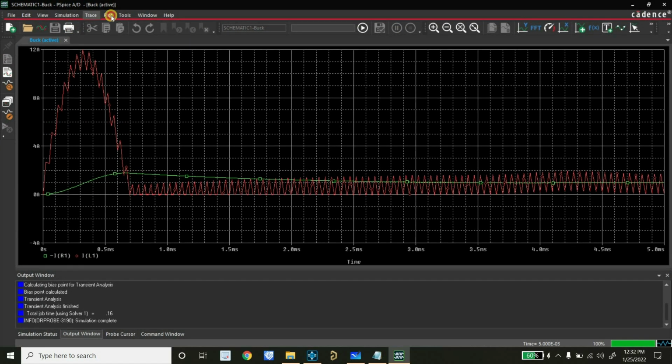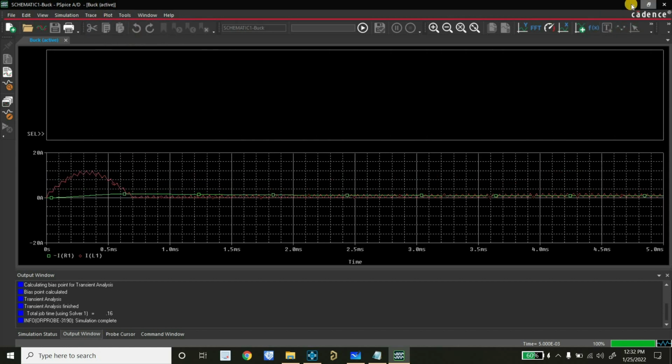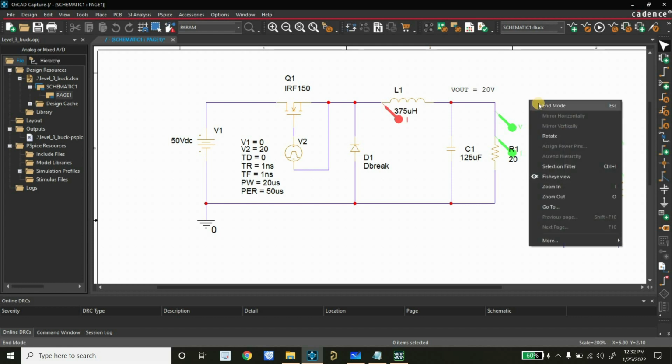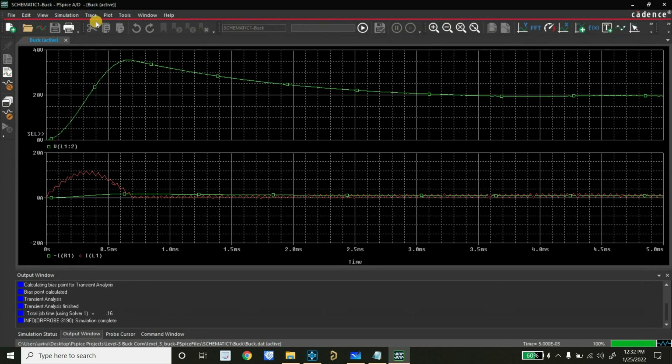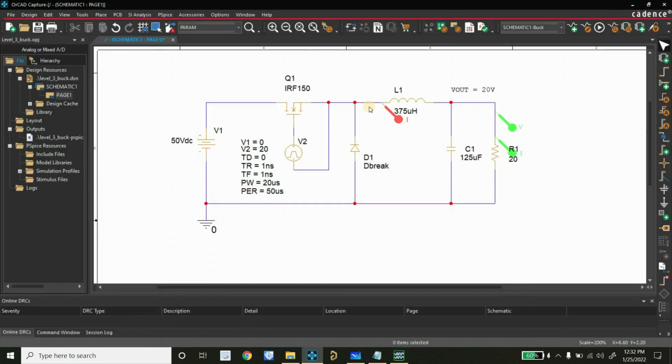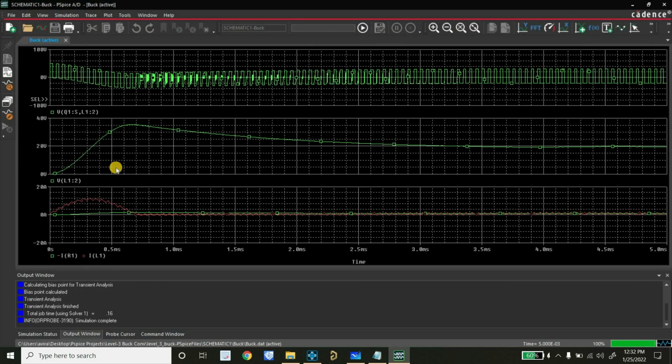Now we're going to add another plot. There we wanted to see the waveform of the output voltage, so let's put the output voltage there. Let's add another plot, and here I wanted to see the differential voltage between the inductor terminals, so let's put a differential probe across the inductor. These are all the things I wanted to show here.